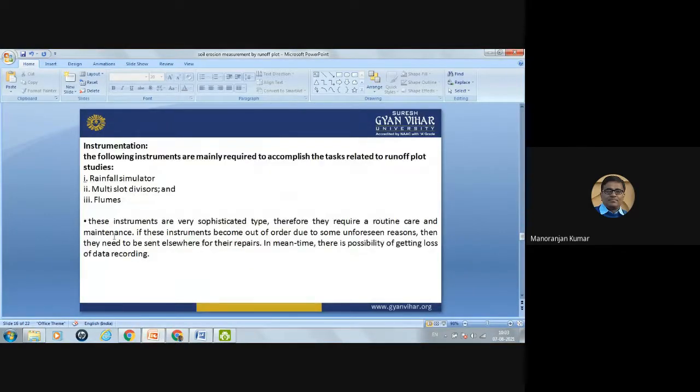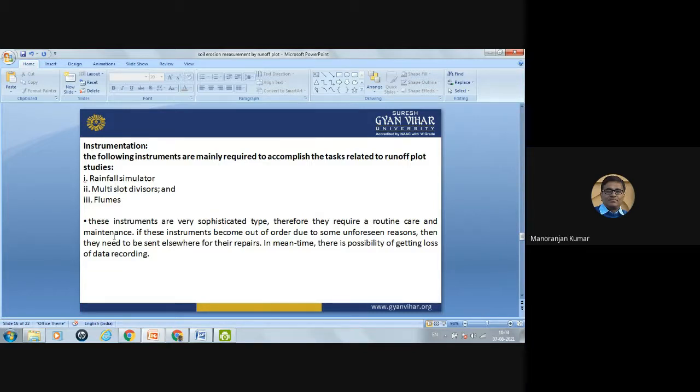Now the instrumentation. Instrumentation means the devices which are used to calculate the soil loss. So these are some devices, some instruments. The following instruments are mainly required to accomplish the tasks related to runoff plot studies.